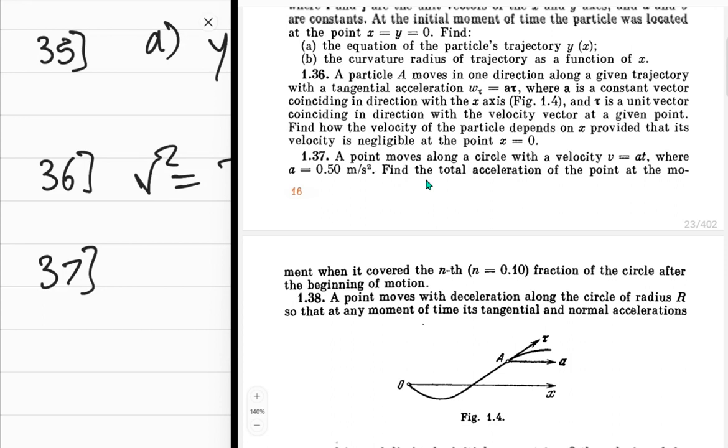A point moves along a circle with constant velocity. Oh, okay, it's not constant. It's v is equal to at, where a is this thing. Fine. So the velocity is changing. Why is this in numbers and not vectors? Okay, find the total acceleration of the point at the moment when it covered nth fraction of the circle after the beginning of the motion. Really?